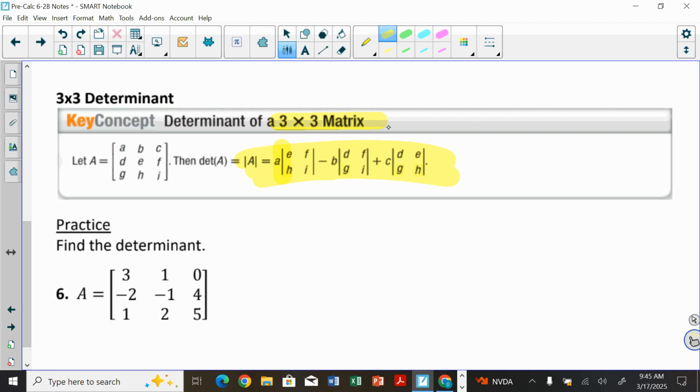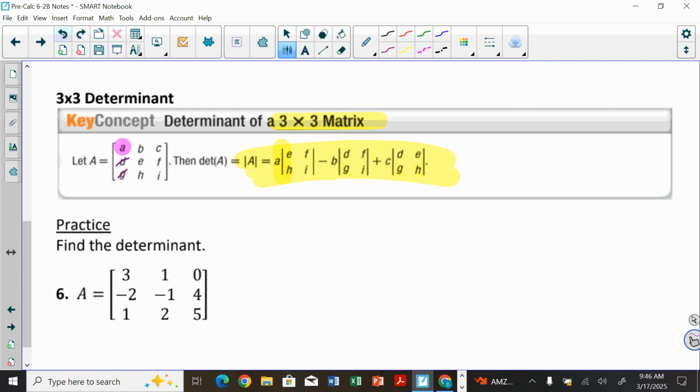It seems like they're random and thrown in there, but if we just take a look at what we've got here. If I look at A, the first one, I'm just crossing out the ones in the same row and the ones in the same column, and then using the determinant of the other ones that are not in the row or column of A. Okay, E, F, and H, I, right?